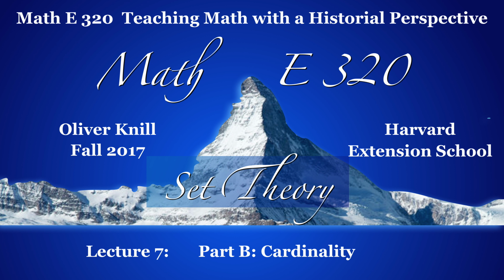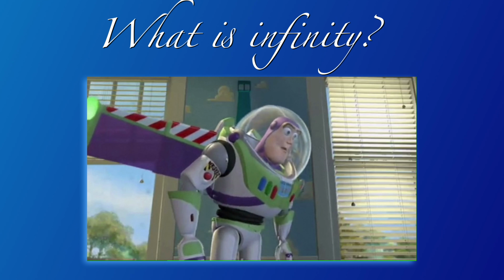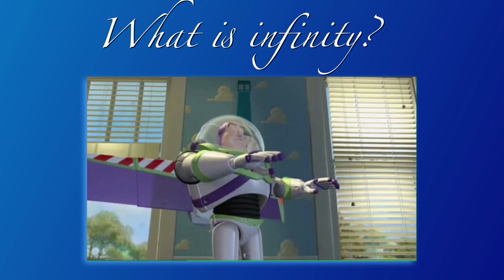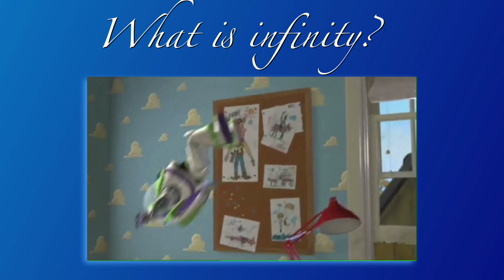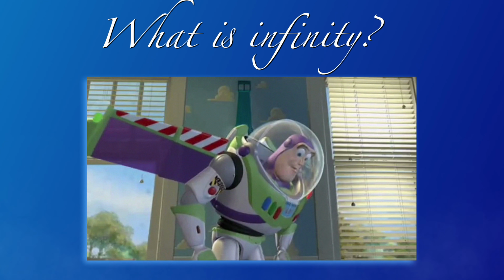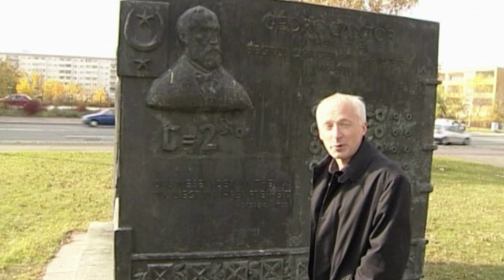In this part B, we look at the concept of infinity. What is infinity? We need a guide. Infinity, and beyond, and beyond. And our guide is not Buzz Lightyear, but Georg Cantor, who lived from 1845 to 1918.